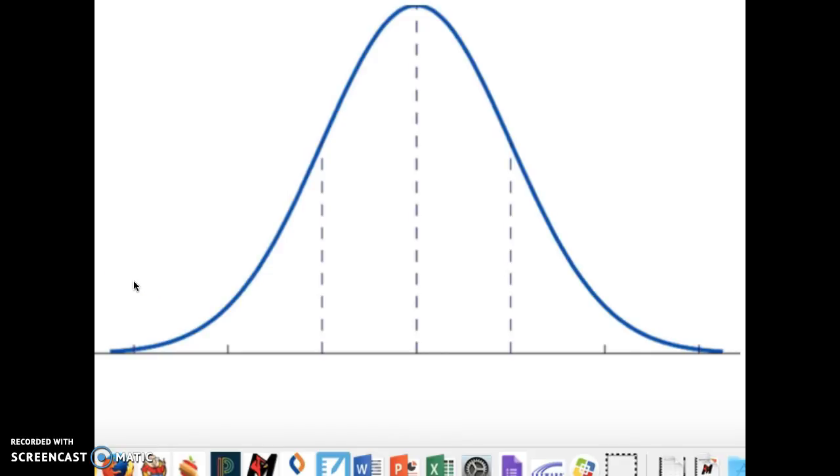So the first thing, like I said, is that our mean goes in the middle. So remember, we notate that by an X with a bar above it. So that is our mean. And then each of these other bars indicate that it's either a standard deviation above or below the previous bar. So this bar right here is one standard deviation greater than the mean.